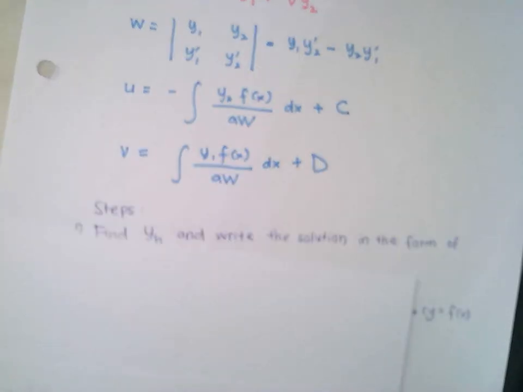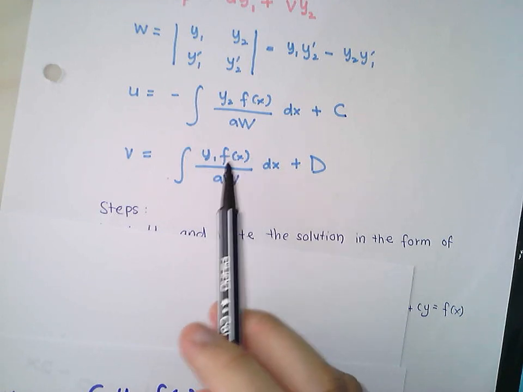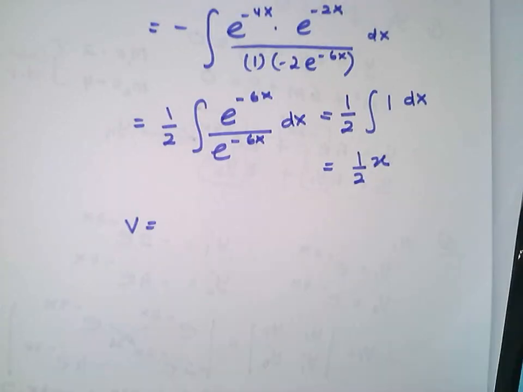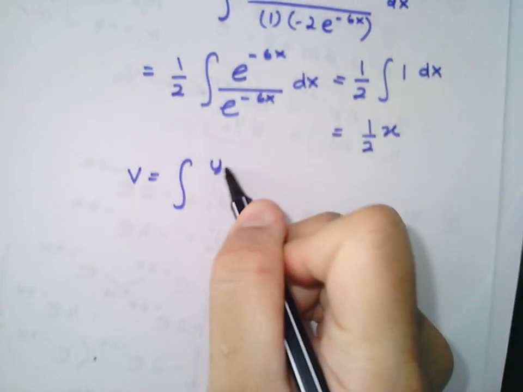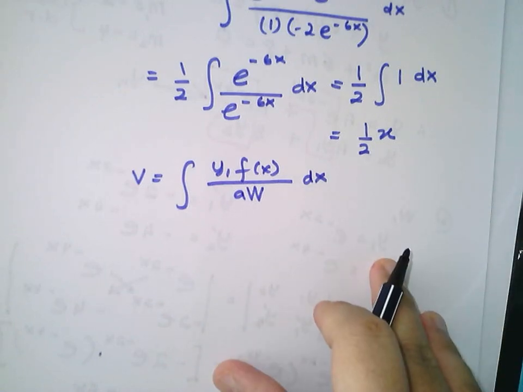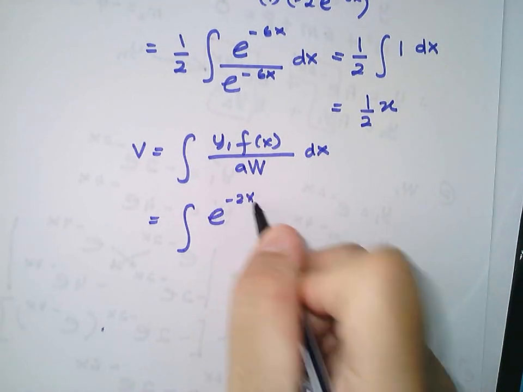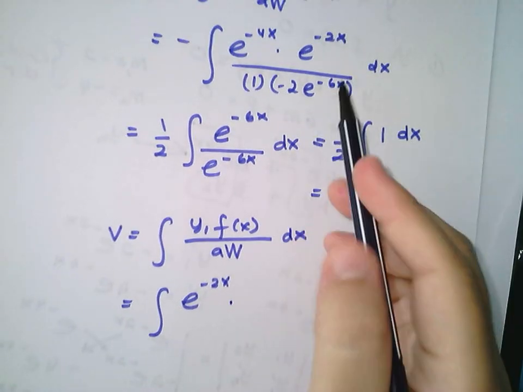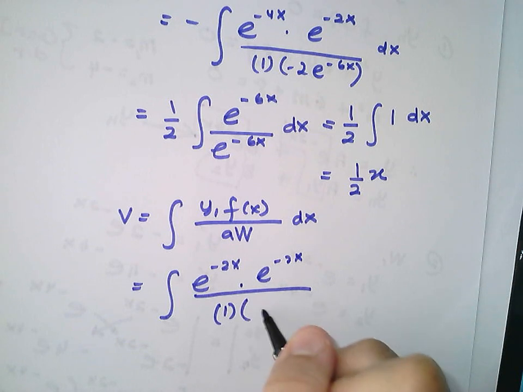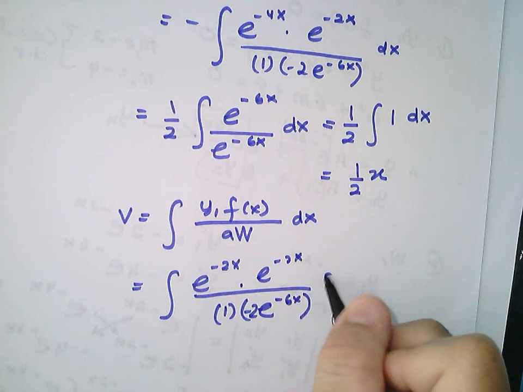So your v is given by, there's no negative here, and this is y1. Other than that, it remains the same as how you find your u. So your v is equal to the integral of y1 f(x) over aw dx. So what is your y1? Your y1 is equal to exponent negative 2x. Your f(x) is the same thing, exponent negative 2x. Your a is equal to 1. Your w is equal to negative 2 exponent negative 6x dx.